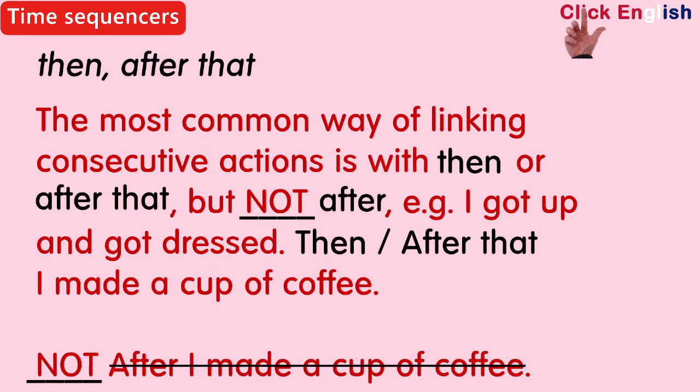Then, after that. The most common way of linking consecutive actions is with then or after that, but not after. For example, I got up and got dressed. Then, or after that, I made a cup of coffee. Not, I got up and got dressed after I made a cup of coffee.